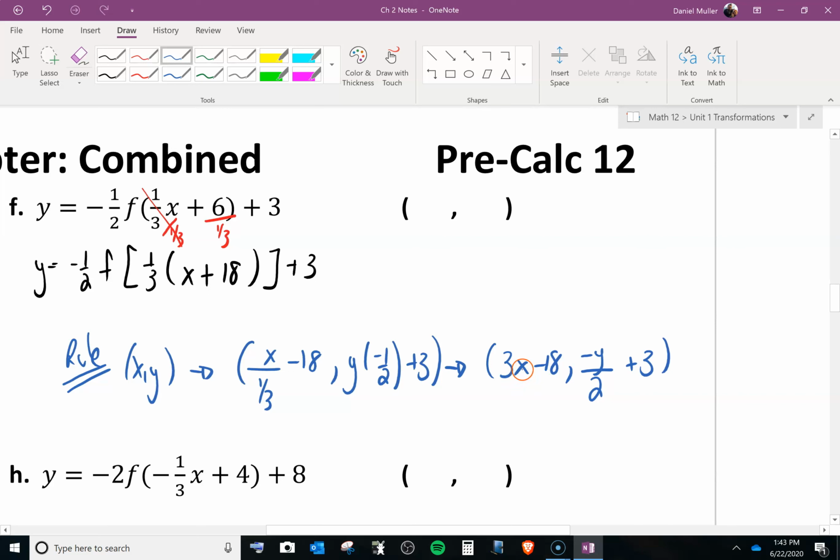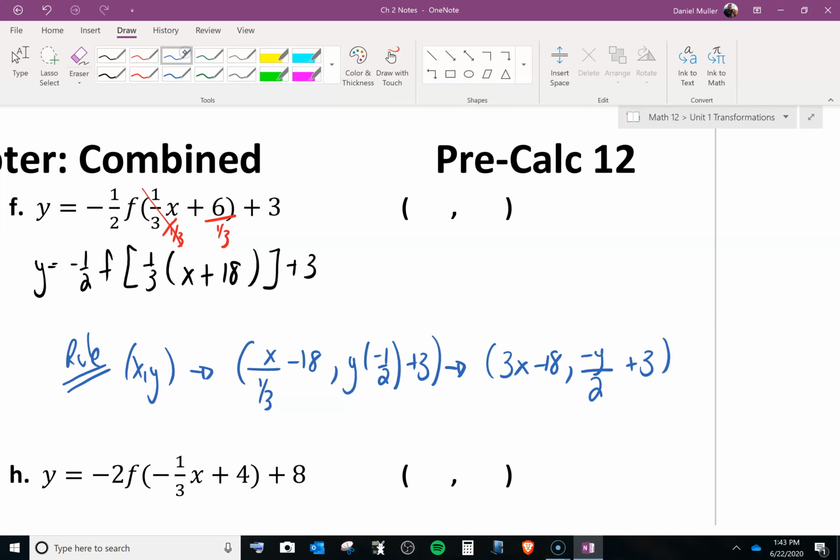I'm not going to, but for the horizontal stuff, I'm timesing by 3, so it's an expansion. I have a horizontal expansion by 3, and I minus the 18, so I'm moving it left by 18. For y, I've got the vertical flip. I'm also dividing by 2, so I'm making it smaller. So it's a compression. So I've got a vertical compression by 2, but then I'm also raising it up by 3. So it's a vertical flip, a vertical compression by 2, and then up by 3.